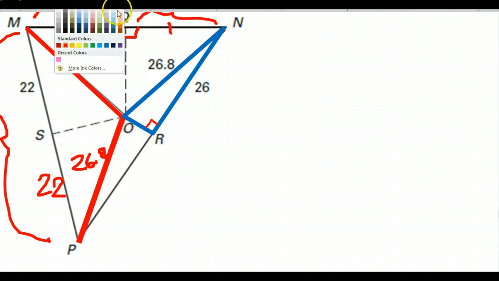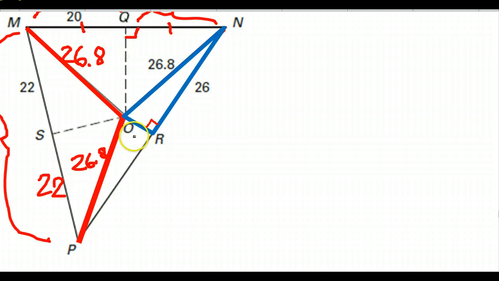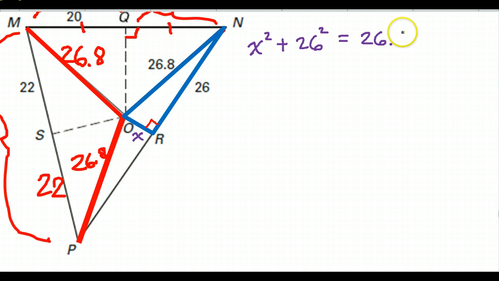OR is what we're supposed to find, the missing side. I feel like changing colors. Let's go with purple. So we are supposed to find this side right here, which I will call x. This is a leg. 26.8 is the hypotenuse. So a squared plus b squared equals c squared. Leg squared plus leg squared equals hypotenuse squared. So this equation should go like this. x squared plus 26 squared should equal 26.8 squared. If we solve this, then we'll have it.